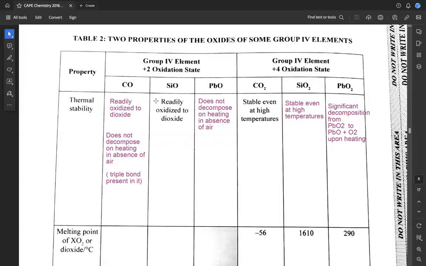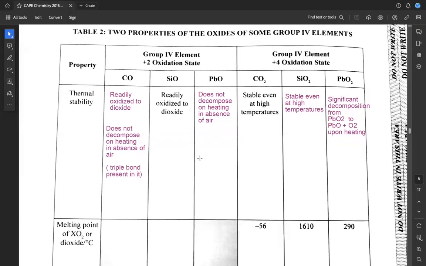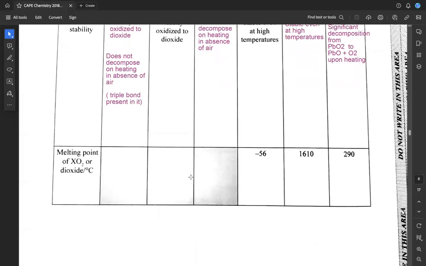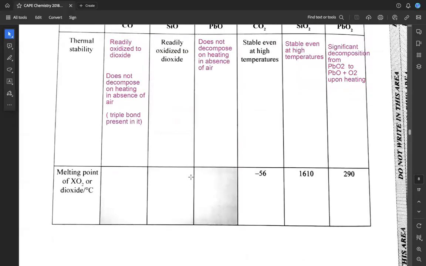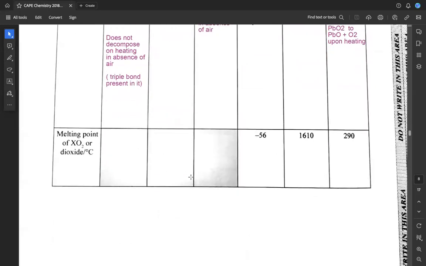So just a little extra note here. Carbon monoxide and carbon dioxide are gases at room temperature, while all the other ones, right? So SiO, PbO, SiO2, and PbO2, those are all solids at room temperature, right? So keep that in mind. The oxides of carbon are gases at room temperature, and all the other oxides are solid at room temperature. So keep that in mind going forward, right? So this is how we would fill out this table for our, how many marks is that? 4 marks, right? So that's how we would do that one.